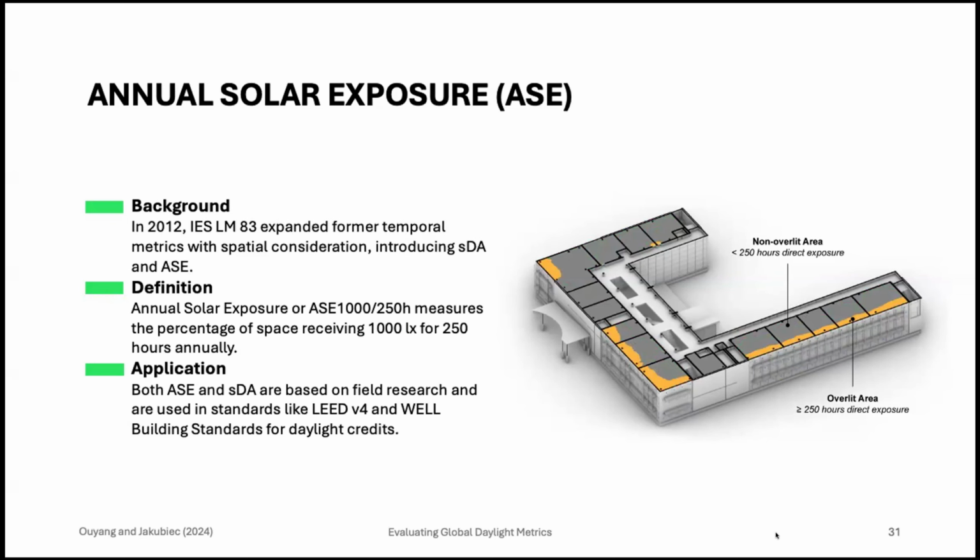And on the other hand, ASE does not account for dynamic shading in its analysis because ASE evaluates the risk of excessive sunlight penetration. ASE at 1,000 lux for 250 hours essentially measures the percentage of space receiving 1,000 lux for 250 hours annually.